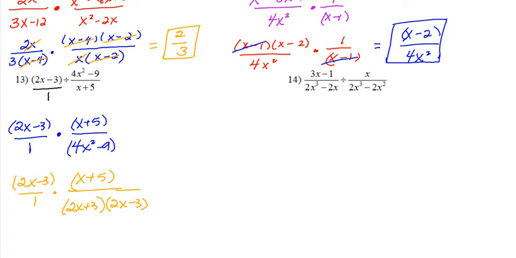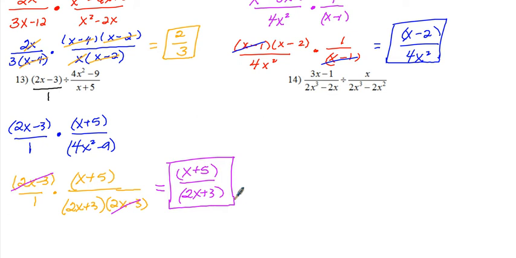Now that I've factored everything, I was all excited about canceling. Now it's time to cancel. I see a 2x minus 3 on top and a 2x minus 3 on the bottom. Make sure you grab the matching one and not the plus 3. And I don't see anything else that can cancel. So the most simplified version is x plus 5 over 2x plus 3. If you need to put a 1 in front, that's fine. You don't need it though. So that's the most simplified version.